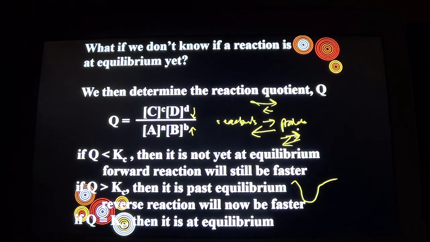Okay, so when do you use Q? You use Q anytime. Q would work anytime. You could calculate a Q no matter the situation. When is it a K? When is it in equilibrium? When you know for a fact it is at equilibrium. So if they tell you the equilibrium constant is, guess what? It's at equilibrium. If they tell you the reaction quotient is, guess what? It's not at equilibrium. What if you don't know? Then calculate a Q, and then you can see.